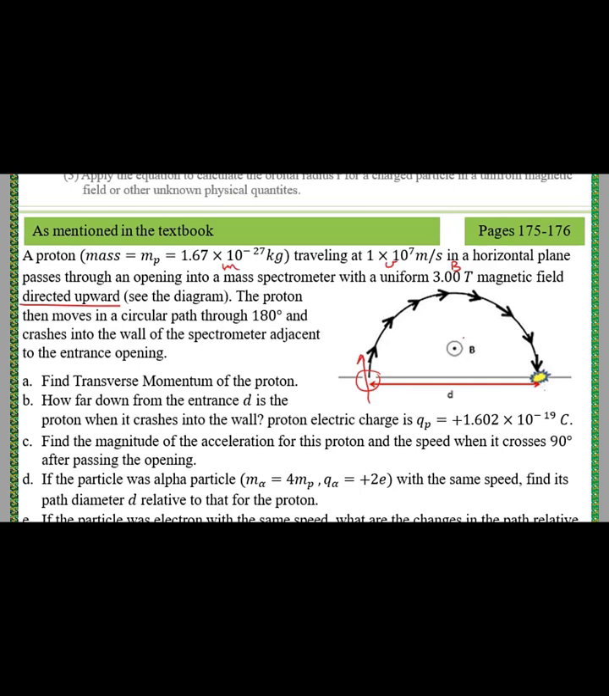Why? Because suppose that we don't know the magnetic field is upward. Can we find the direction of the magnetic field? Yes, for sure. How? Follow me. Here the proton is going inside the magnetic field in this direction. This is the velocity, and it is positive. Since the proton deflected to the right, when it enters the magnetic field, the magnetic force is to the right.